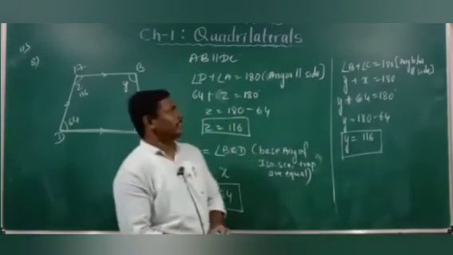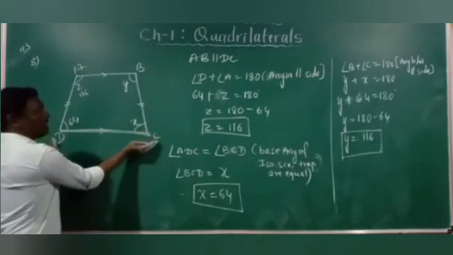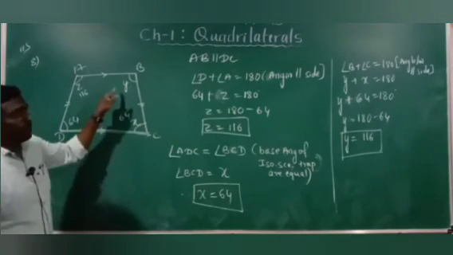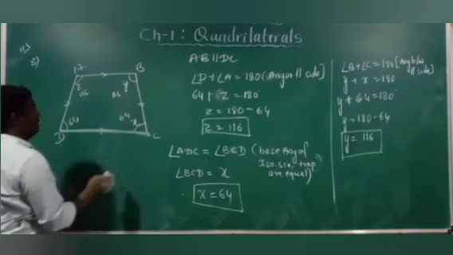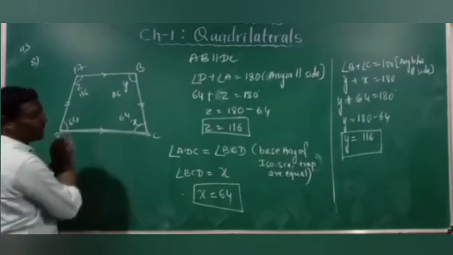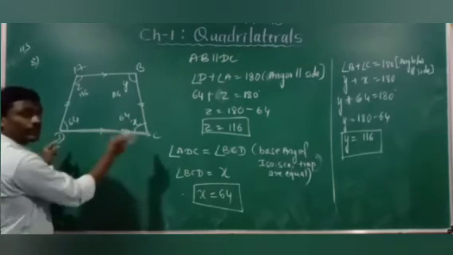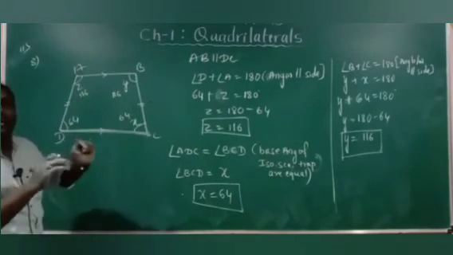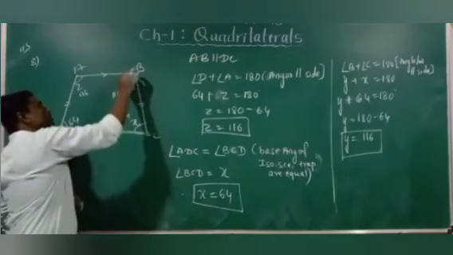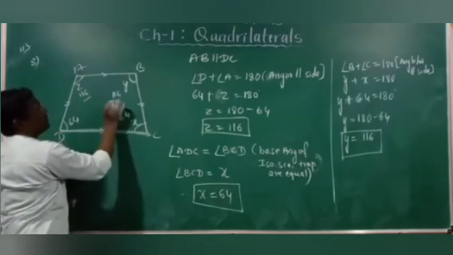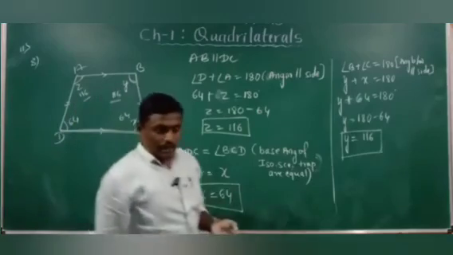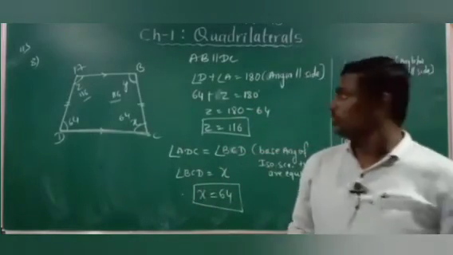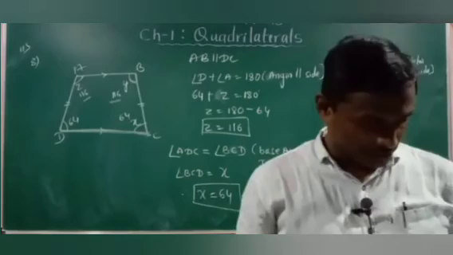Now you are getting the idea here. If I take CD as a base, the two base angles are equal, so this is also 64. And the y value we got is 116. If I take AB as a base of the isosceles trapezium, they are also equal, that is 116 degrees and 116 degrees. So the base angles in an isosceles trapezium are always equal. Okay, see the next question.